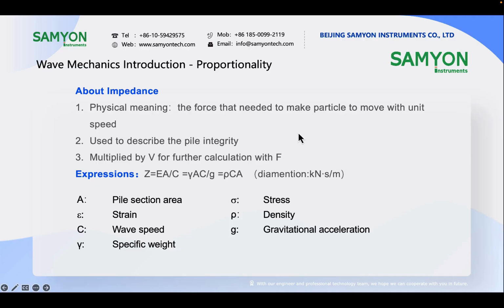That is impedance. And also we use impedance to describe the pile integrity. That is how we evaluate the data in the low-strain dynamic test. And we multiply V by the impedance for further calculation with F. That is called proportionality.